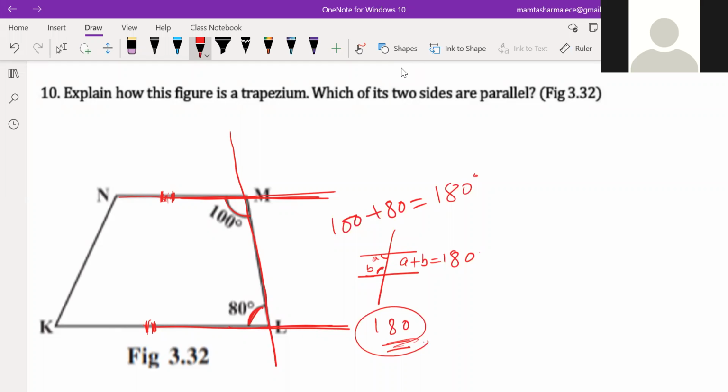Since these two angles sum to 180 degrees, and this line will be a transversal upon these two lines, since the sum is 180 degrees, these two lines will be parallel lines. Okay, so we have proved from this angle that these two lines are parallel. Now we are getting one pair of parallel lines. So this will be a trapezium. Okay.